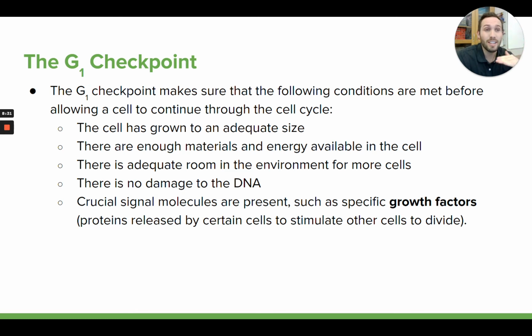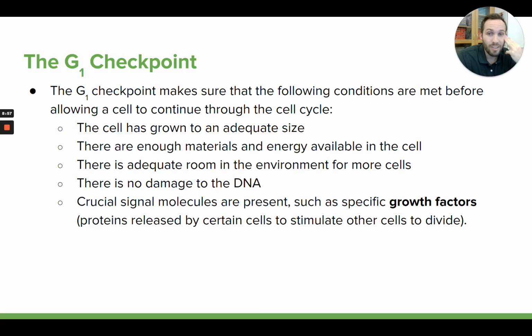It's also going to check that there's no damage to the DNA. So the cell is going to check all of its DNA to make sure that it has not acquired some really bad mutations or really bad damage. Because what's worse than having one set of bad DNA is replicating it and then having two sets of bad DNA that you're now going to give to future cells in the body. So that's got to be checked to make sure it's good to go.